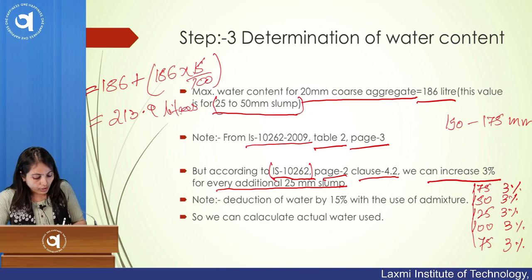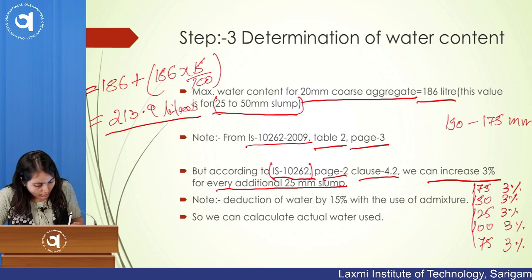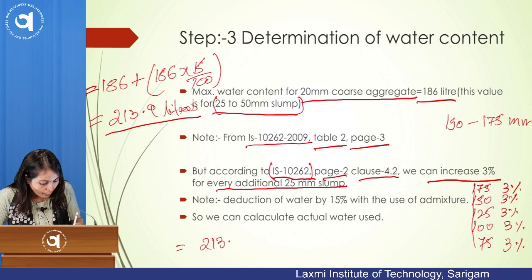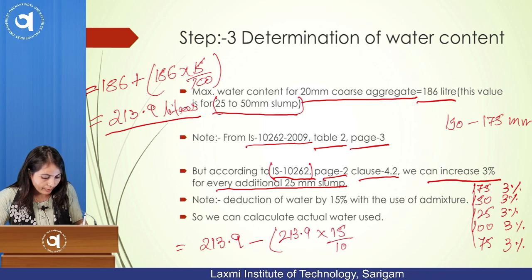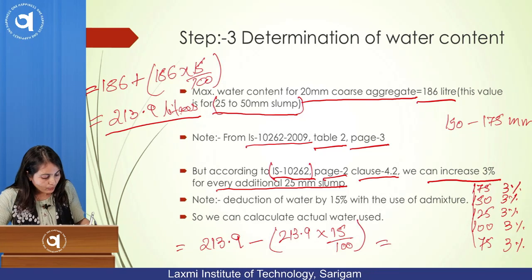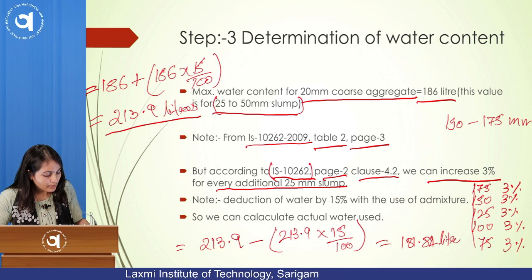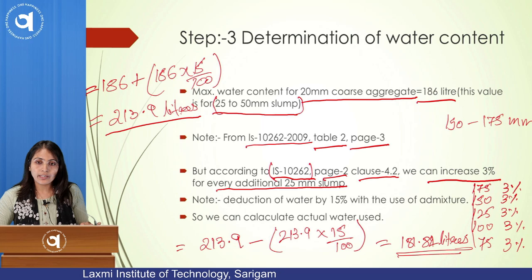So with this amount of water I will deduct 15%. Now my water is 213.9 minus 213.9 into 15 by 100. So I get 181.82 liters as the actual water I have. So this is how I calculated the water content.